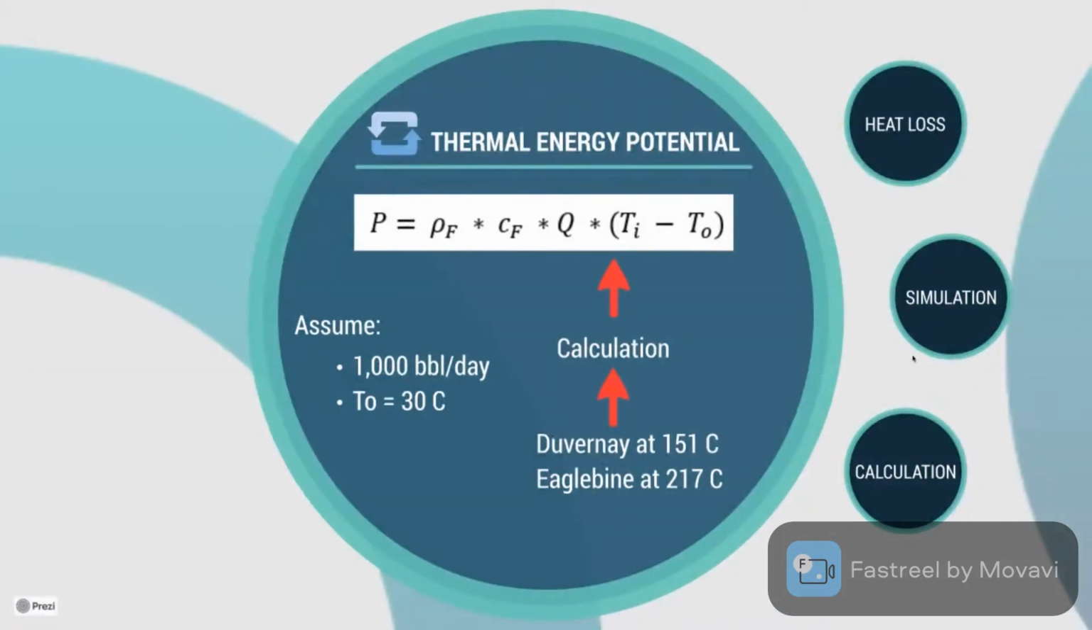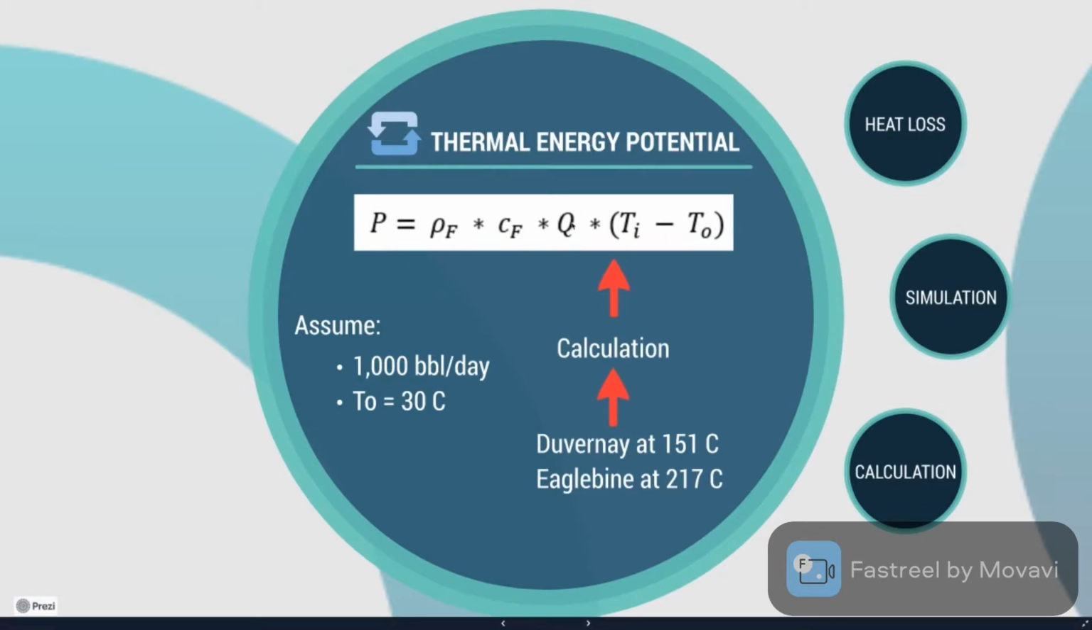Hello everyone, I'm going to demonstrate how to calculate the thermal energy potentials. The equation is pretty simple. We have the mass flow rate and the heat capacity of water. We inject the water back into the ground when it cools down to 30 degrees. The challenging part is to get the temperature of the produced water at the wellhead. We already predicted the reservoir temperature at these 2 locations.